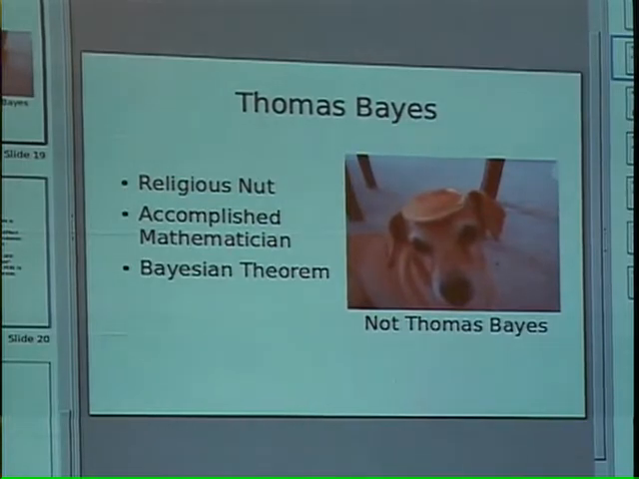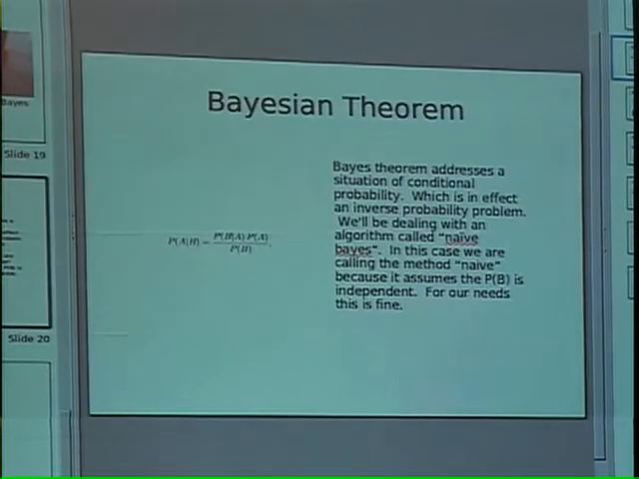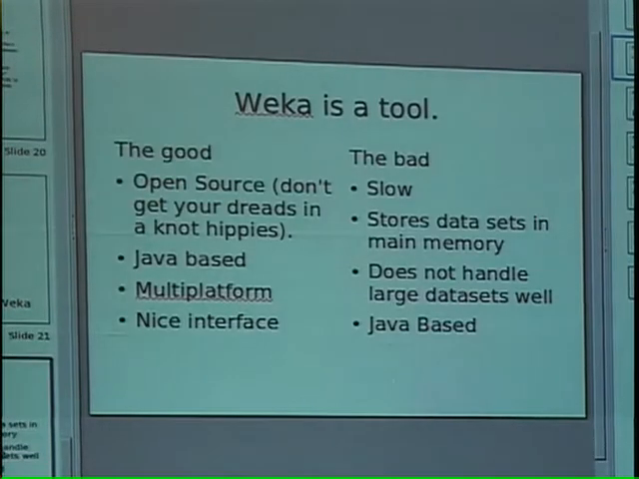Weka. Actually, I think I skipped a couple here. Yeah, okay, so here's a picture of not Thomas Bayes. He was a religious nut and accomplished mathematician. He gave us the Bayesian theorem from which many other algorithms are derived, including naive Bayes. That's the Bayesian theorem. It's pretty straightforward. It's not super hard, but it is a ton of iterative math.